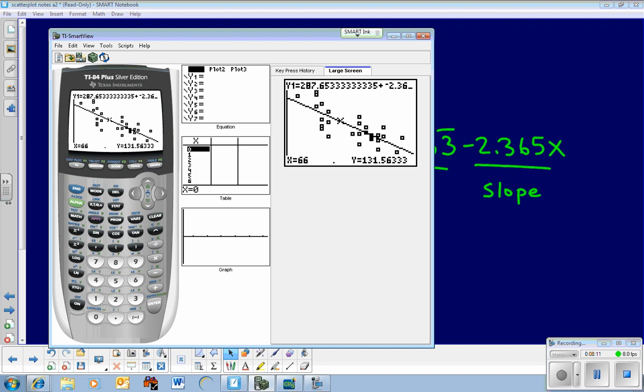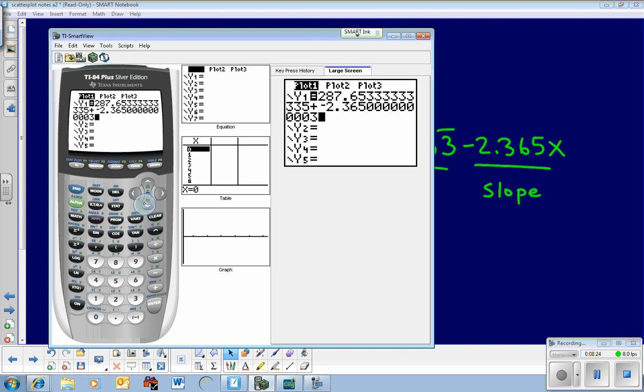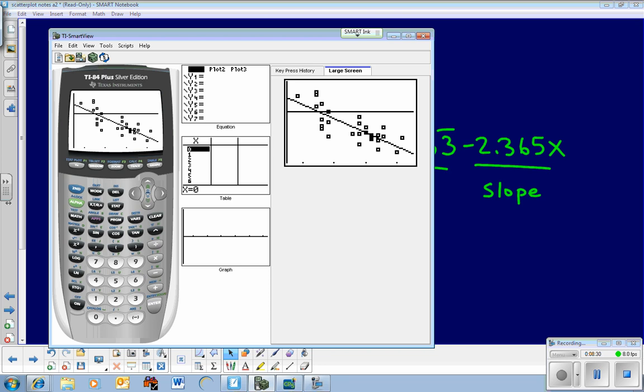If you have to plug in a y value, it's not as easy. You can't just go somewhere and tell what y is. But let's say you wanted to know how tall someone would be if it was going to take them 140 steps. Well, you can go to y equals, graph an additional line of 140, go back to your graph, and there's the line for 140.